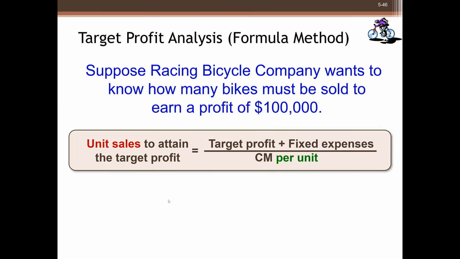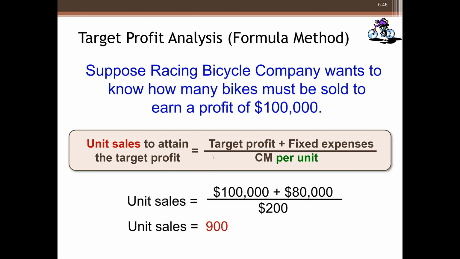Or we can use the formula method to solve Q. If we use the formula, then that's very straightforward, because unit sales are on the left-hand side. So unit sales should be equal to target profit 100,000 plus fixed expenses 80,000 divided by unit contribution margin $200, and you can get 900. So 900 bikes should be sold to earn a profit of $100,000.